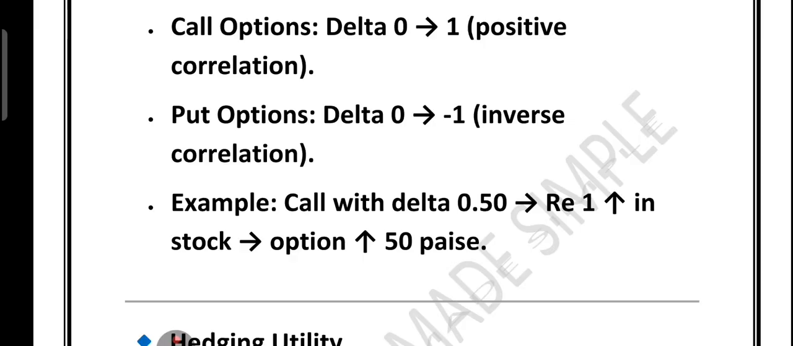For example, call delta 0.50 means the stock increased by 1 rupee, so the option increased by 50 paisa. So call means positive delta, put means negative delta. Delta indicates the price sensitivity.